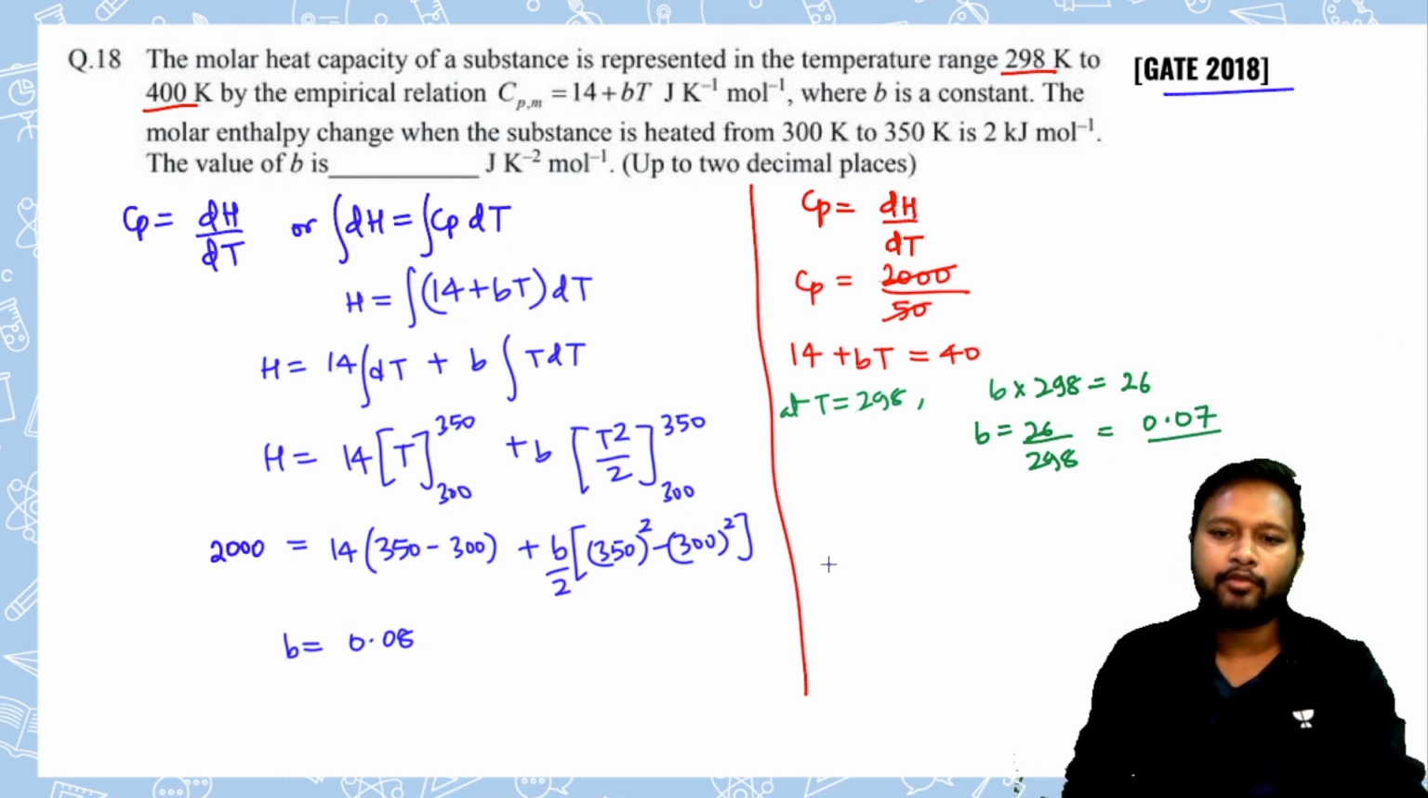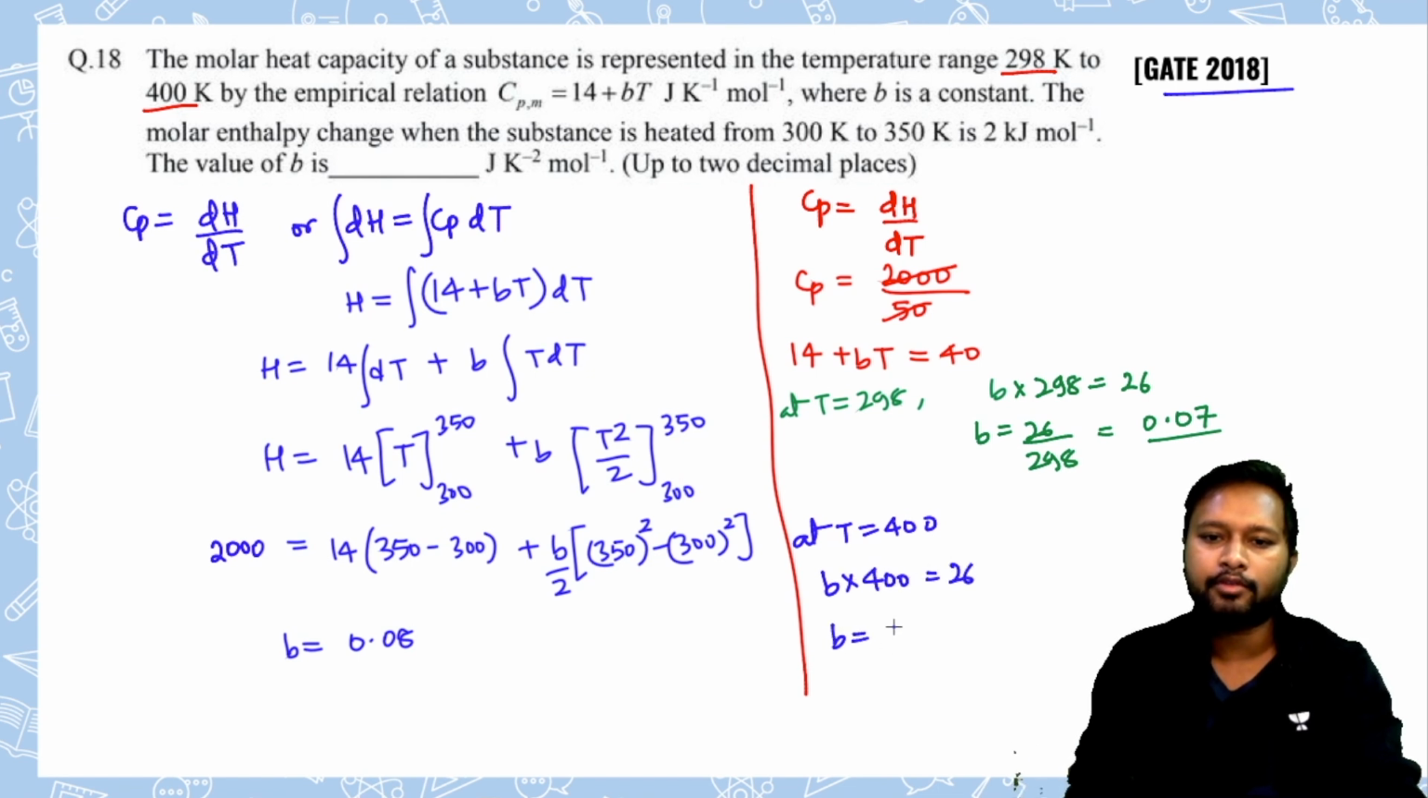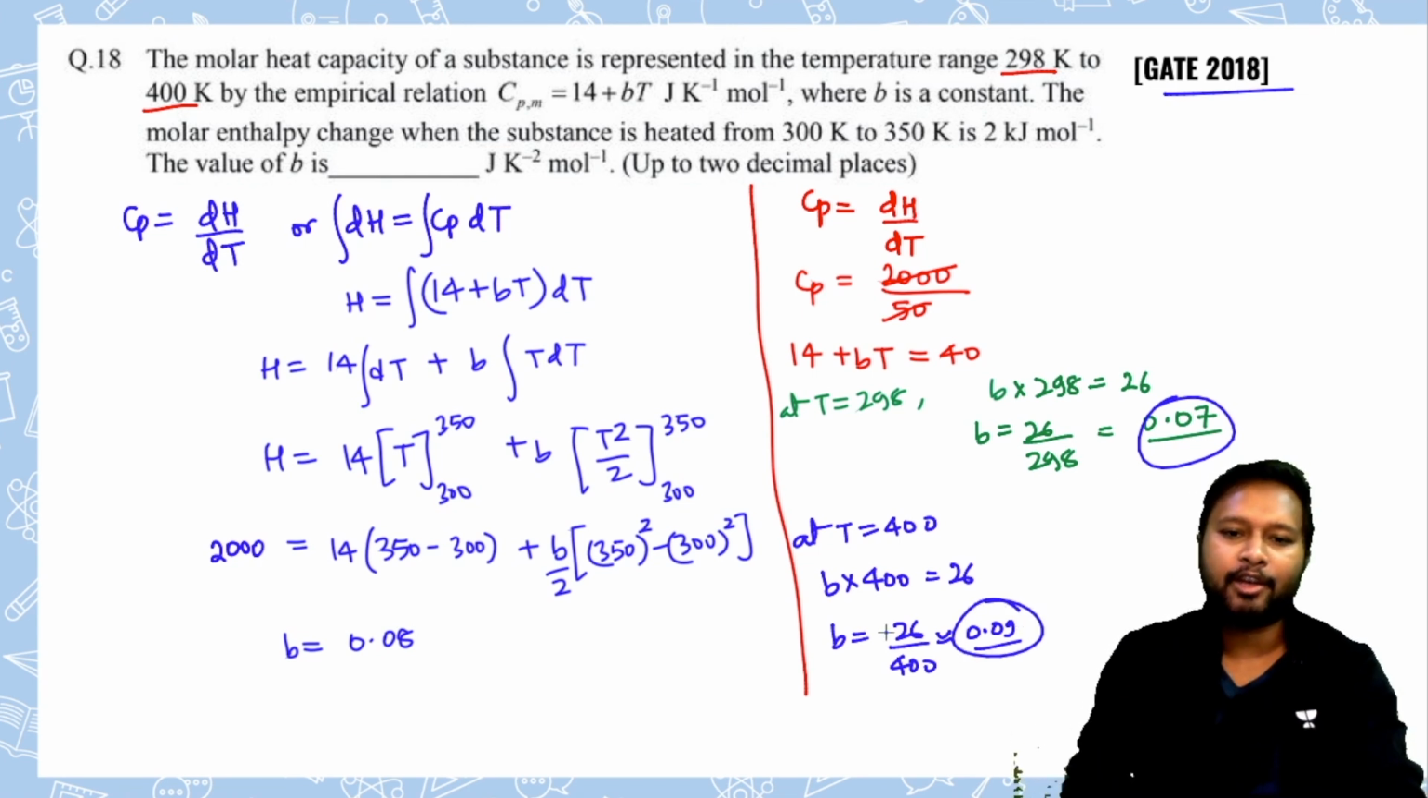And the other value you have to calculate at T equals 400, because that is the higher limit. Same thing you have to do. So here B into 400 will come out 26, or you can say B is equal to 26 upon 400. This value will be 0.09. So your answer will be in between this range. You can take any value between that range. So yeah, that is going to be the answer.